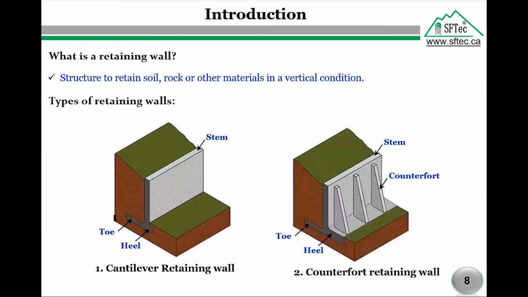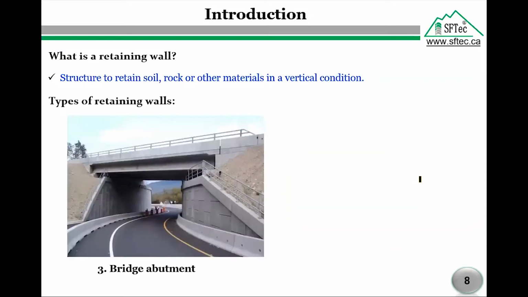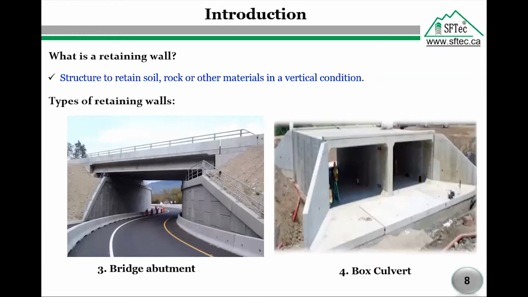Number two, counterfort retaining wall. In this type of retaining wall, the stem and the heel base are tied together by a counterfort at suitable intervals. It is suitable and economical for heights of more than 6 to 8 meters. Number three, bridge abutments. These walls are similar to the cantilever one, but the top of the stem is braced by the deck slab of the bridge. Number four, box culvert. This one acts as a closed rigid frame consisting of single or multiple cells. It resists lateral pressure of earth and vehicle loads.